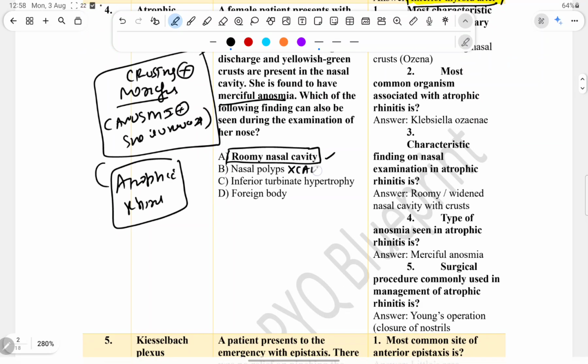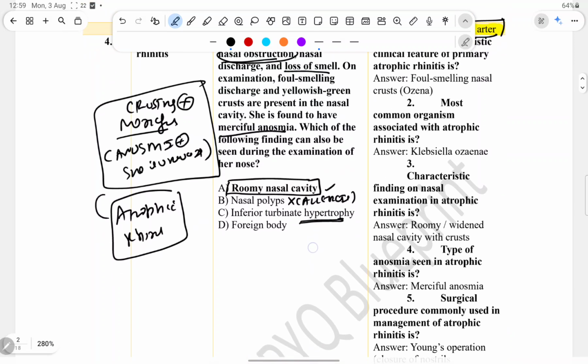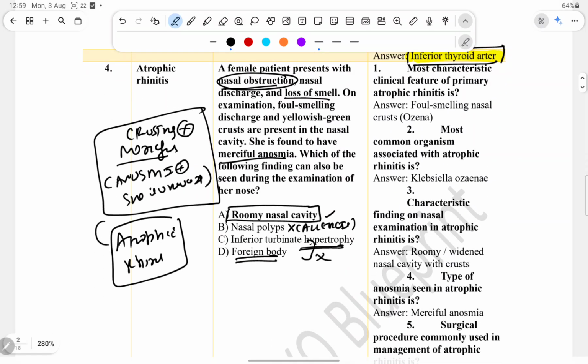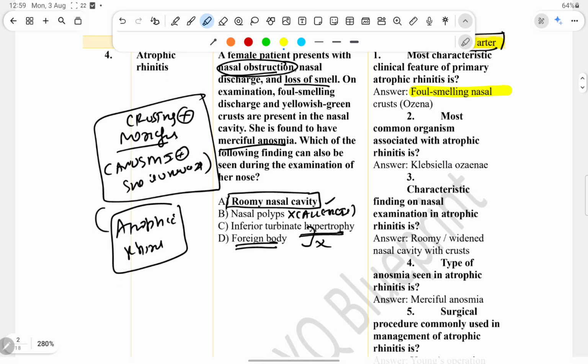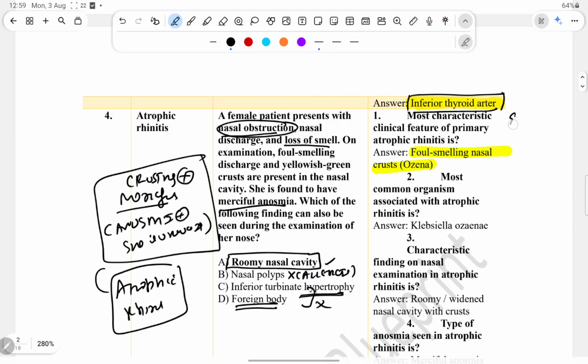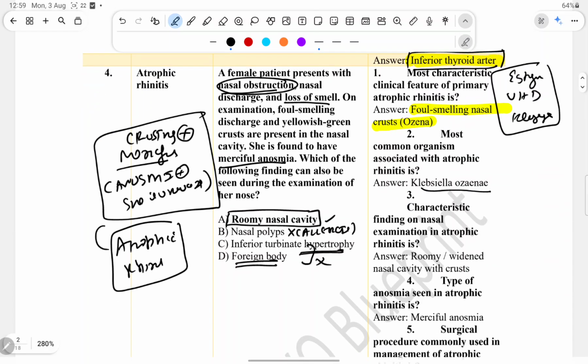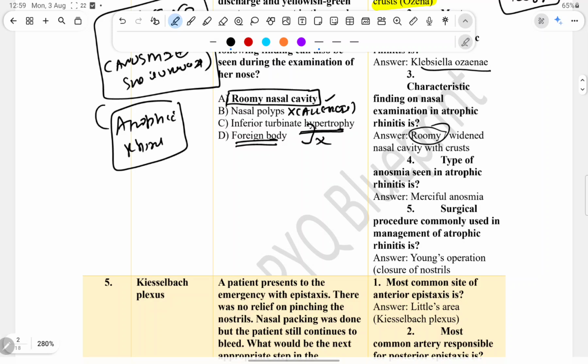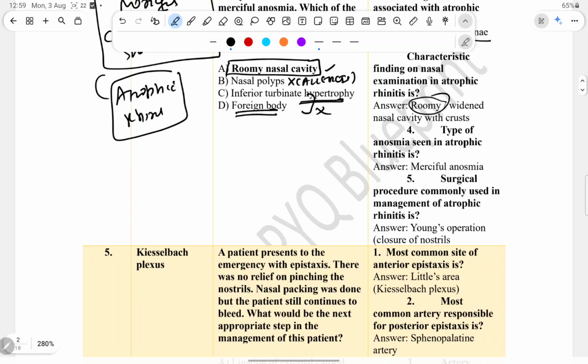Nasal polyps, allergic rhinitis, inferior turbinate hypertrophy, and foreign body can be ruled out easily. Let's study other points related to this. Most characteristic clinical feature of primary atrophic rhinitis is foul smell. Primary atrophic rhinitis can be due to estrogen deficiency, vitamin D deficiency, or infection like Klebsiella; most commonly associated is Klebsiella ozaenae. Characteristic finding on nasal examination in atrophic rhinitis is a roomy air cavity, but obstruction is there due to the crust.